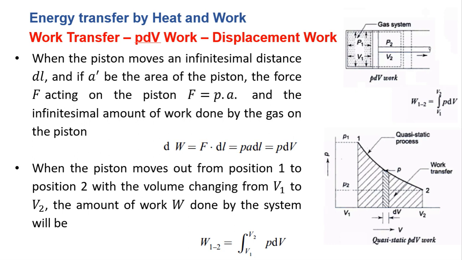Coming to this paragraph, when the piston moves an infinitesimal distance dl, a very small distance without disturbing the equilibrium, the work done by the gas on the piston during expansion can be represented as F into dl, which equals P A dl. A is the area in meter square and dl is the distance in meter, so A dl is meter cube. So P dV. You might remember this from the first module.